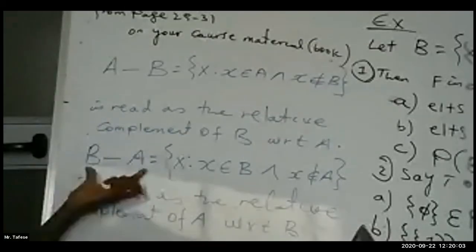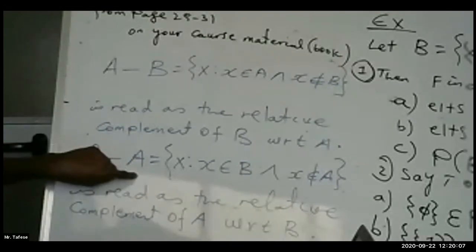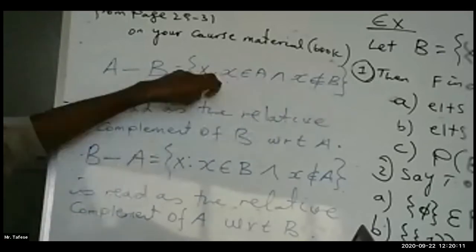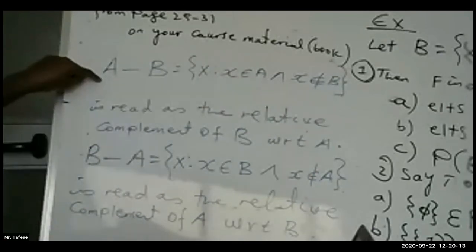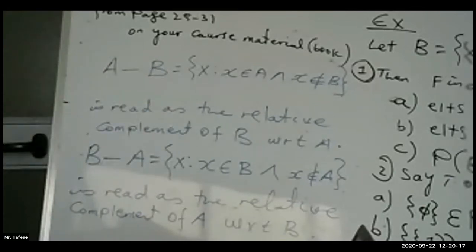So basically, when you say A bar, you have a bar for A, and when you say B bar, you have a bar for B.